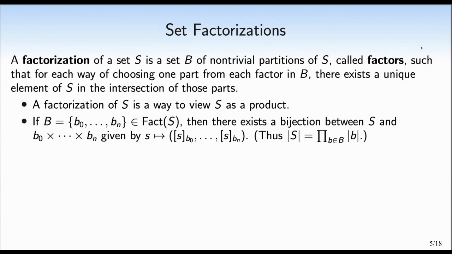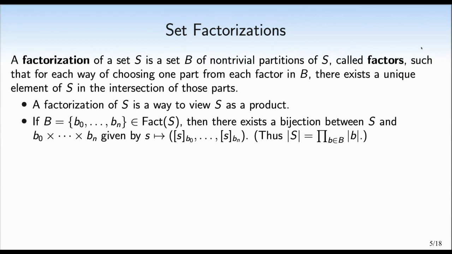If you get one definition from the first talk here, it's going to be this: what is a factorization? I'll try to attack it from a bunch of different angles to hopefully communicate the concept. So if we have a factorization of S, so B0 through Bn is a factorization of S, then we're going to have a bijection between S and the product of all of the individual factors B.